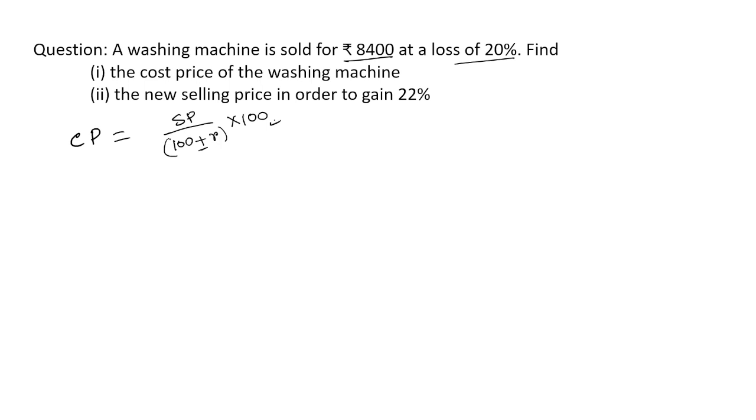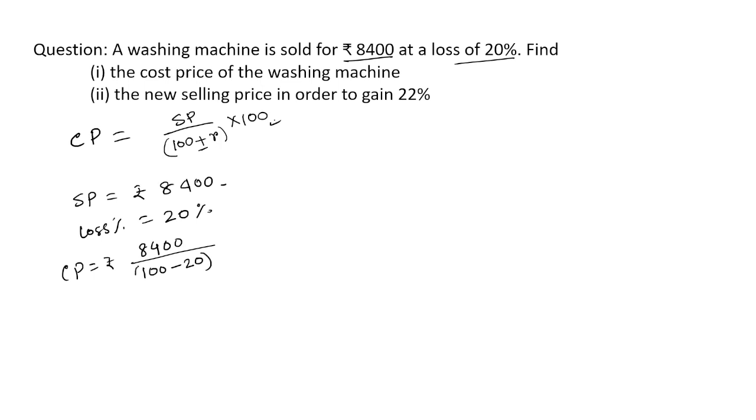So here the SP is given as rupees 8,400, and there is a loss. So loss percent equals 20%. Therefore CP equals 8400 divided by 100 minus 20, into 100. That is the amount of cost price.